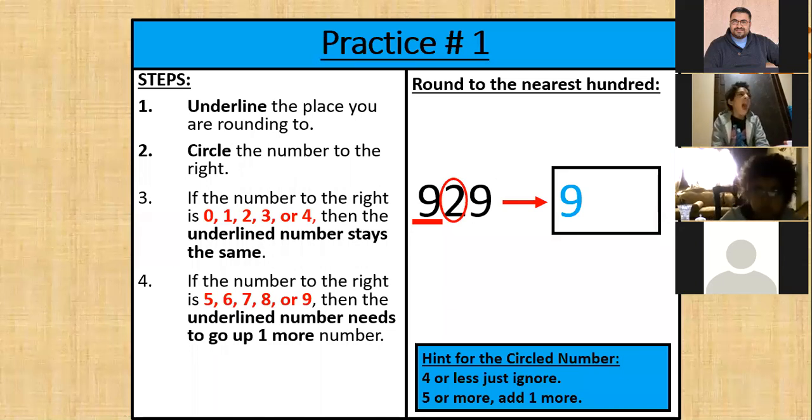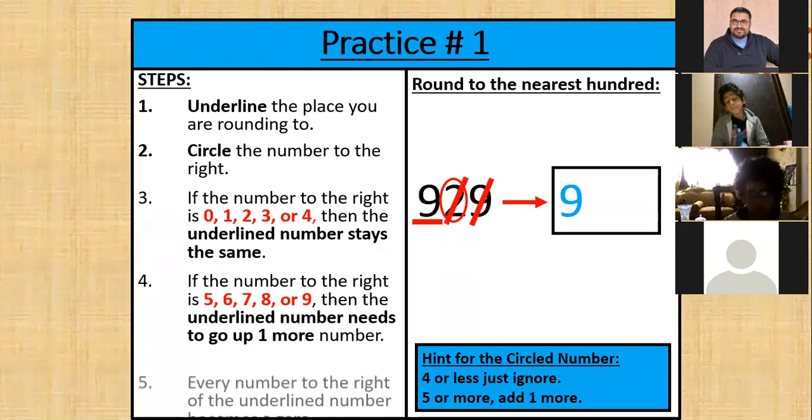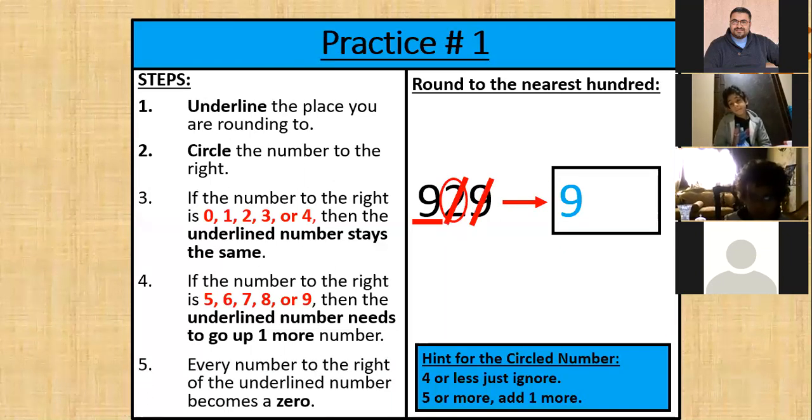And the last step, can you tell me the last step, Safe? We will cross the 2 numbers. We will cross 2 and 9? Yes. And then we will put 00. Okay, thank you, Safe.